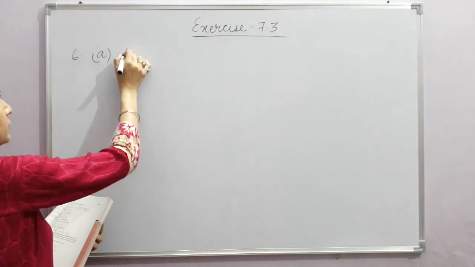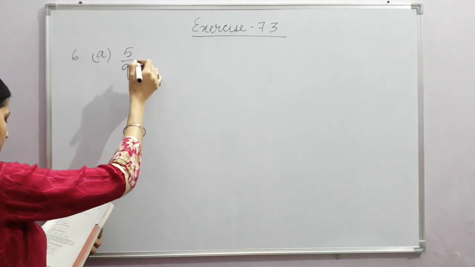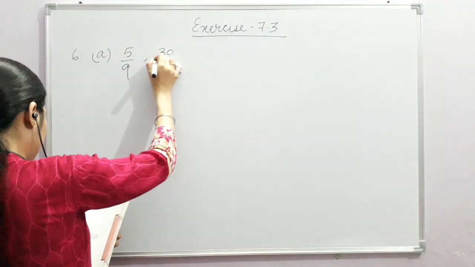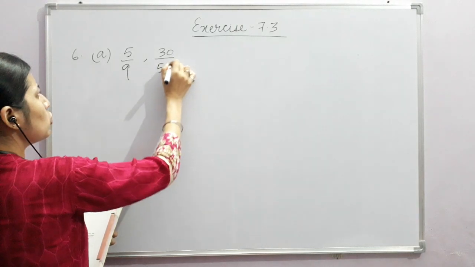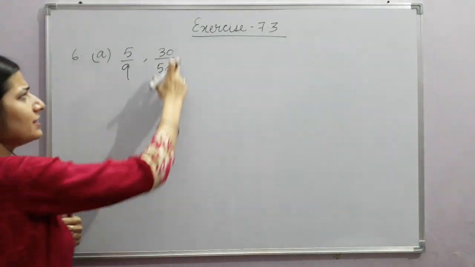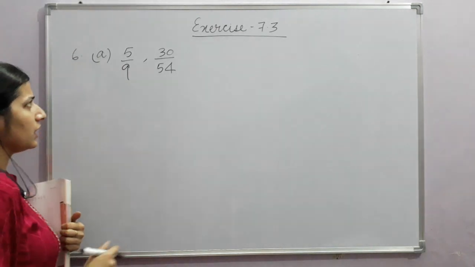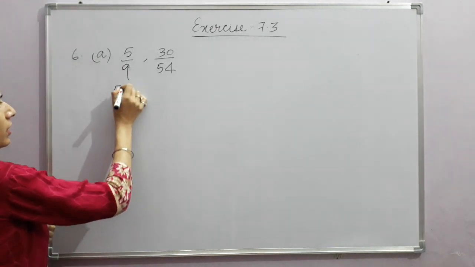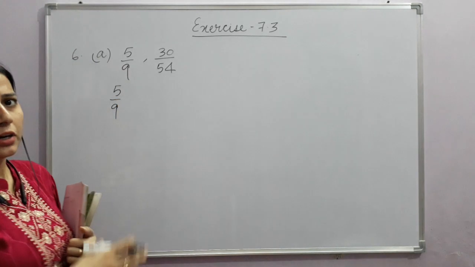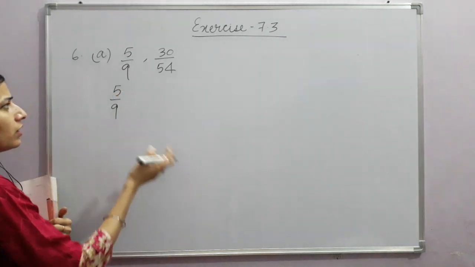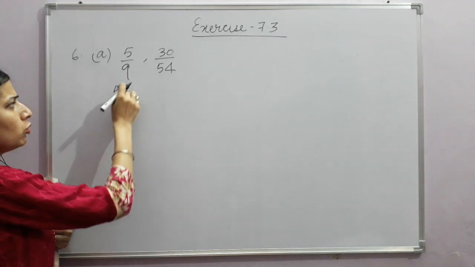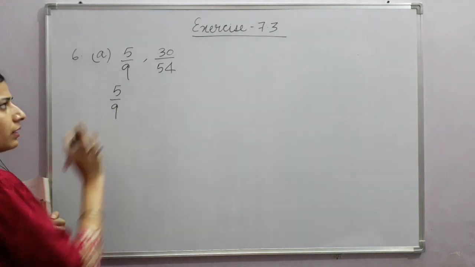The A part is 5 upon 9, 30 upon 54. They have given us two fractions, 5 upon 9 and 30 upon 54, and we have to tell whether these fractions are equivalent or not. 5 upon 9 cannot be reduced further. We cannot cut it further. There is no such number which can reduce both 5 and 9. So it will remain the same.